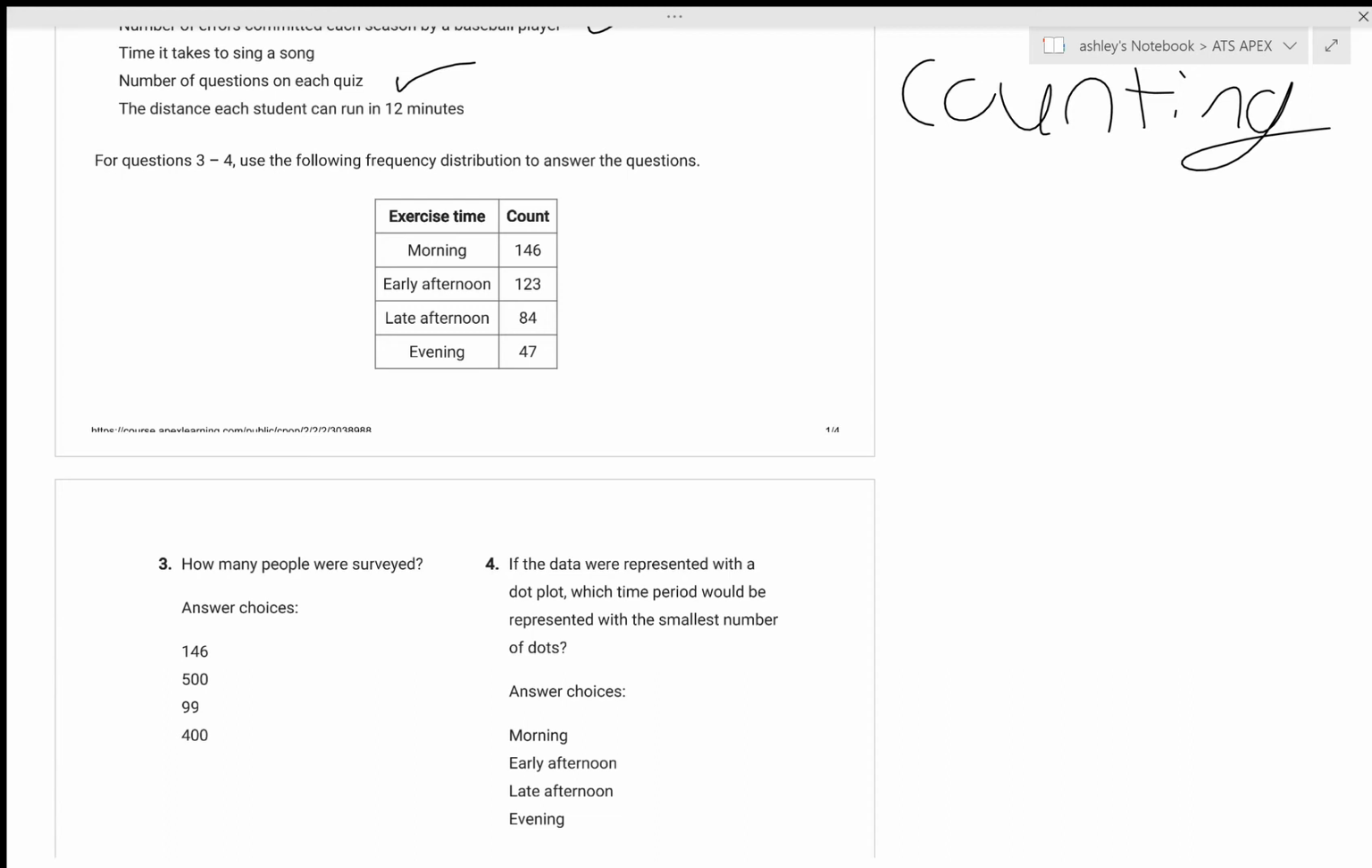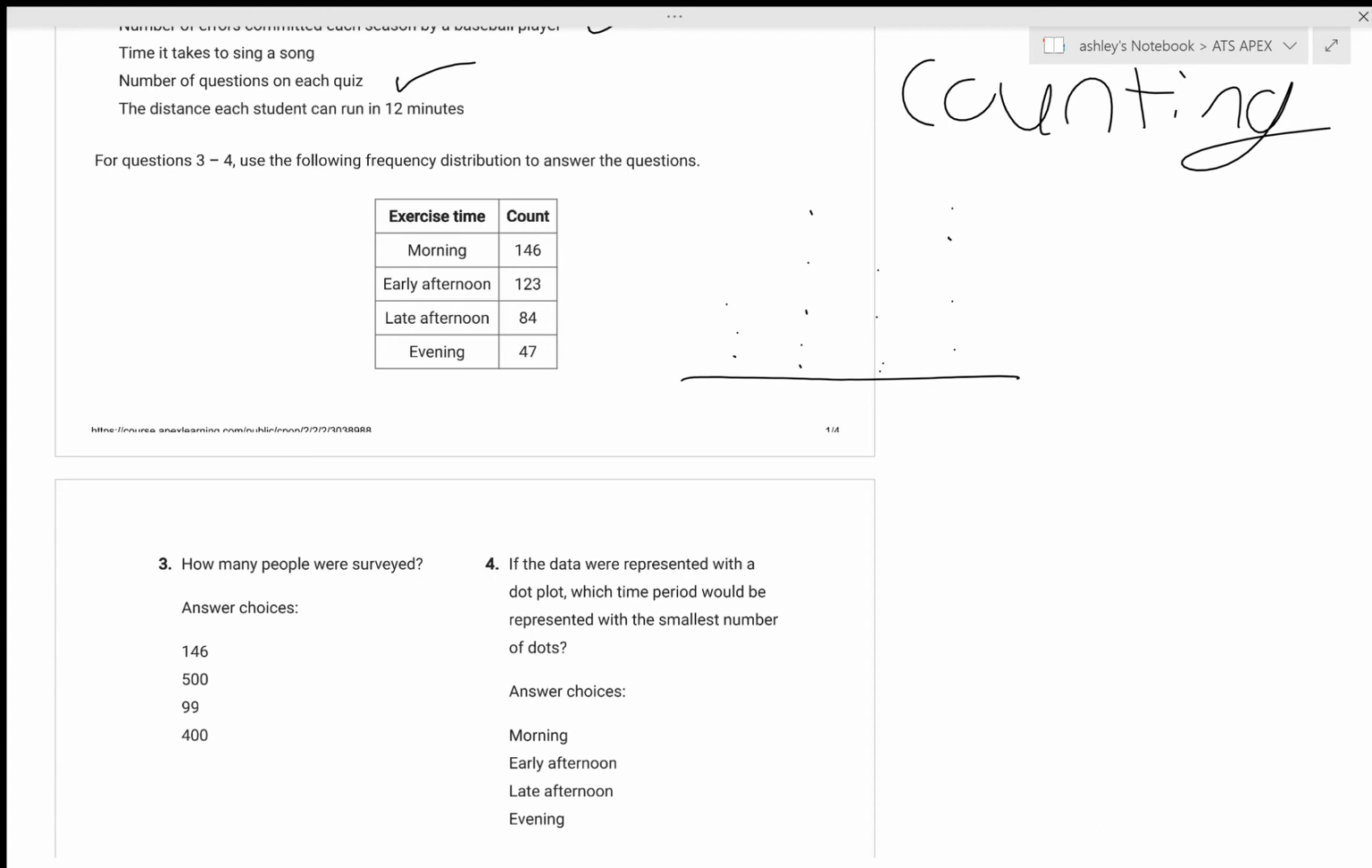If the data was represented with a dot plot, so if you don't know, a dot plot looks something like this, you have a bunch of dots. So you collect your data that way. Okay. Which period of time would represent the smallest number of dots? This is something that you will be asked on your quiz. It'll be like, which one of these numbers would represent the tallest dots or the smallest dots? It's really easy. Which number is the lowest number out of these?